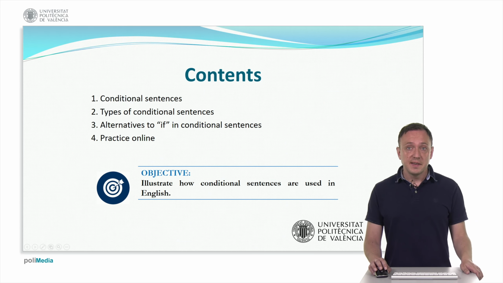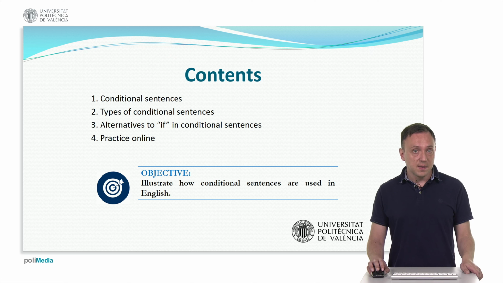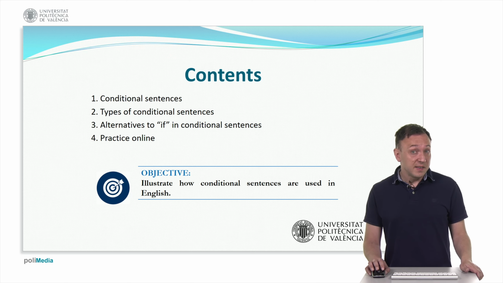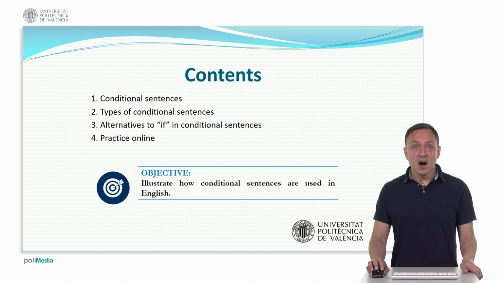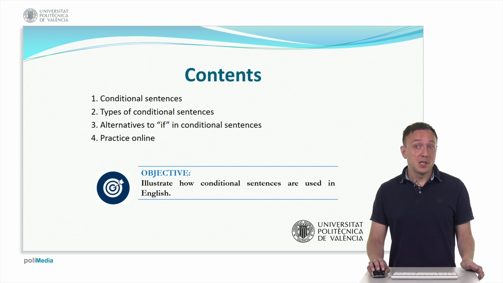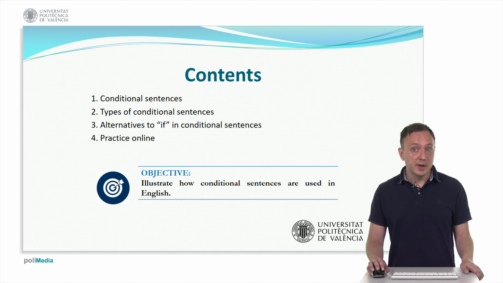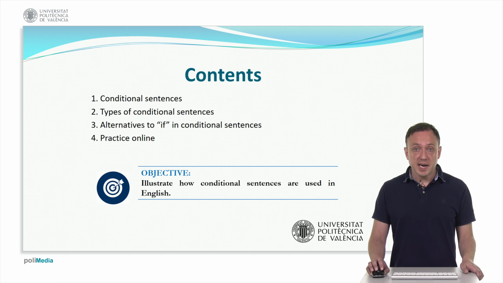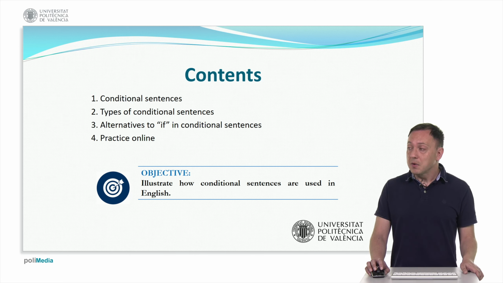This presentation is going to be organized as follows. We will first see what conditional sentences are and what they are used for. Then we will see the types of conditional sentences that are in English: the zero, first, second, third, and mixed conditionals. Finally, we will see some alternatives to if. So the main objective of this presentation is to illustrate how conditional sentences are used in English.